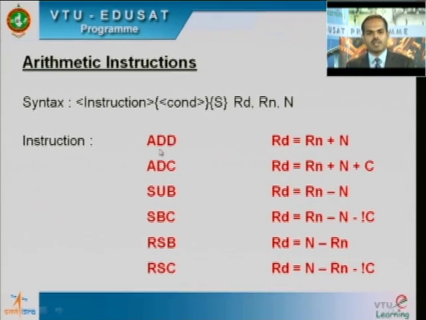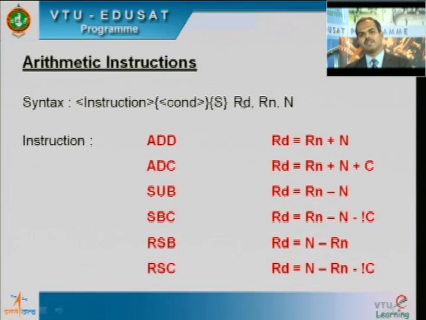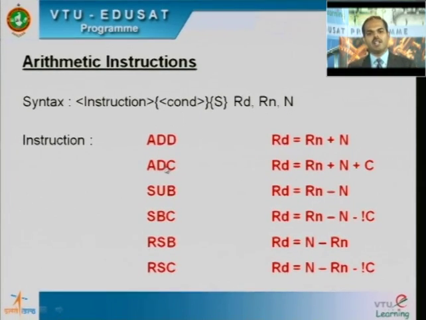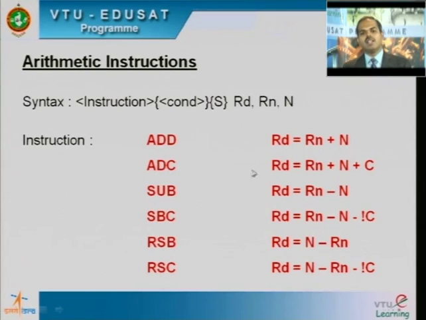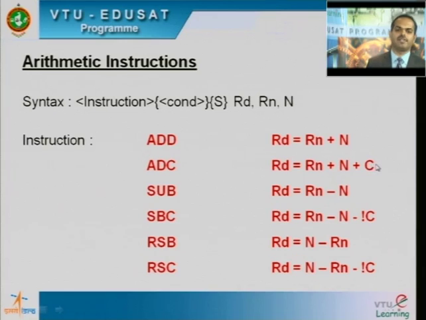There is an instruction called ADD. What it does, according to the general syntax, is add the content of Rn with N and store the result in Rd. ADC is add with carry: Rd equals Rn plus N plus C. C stands for the carry flag in the CPSR register.